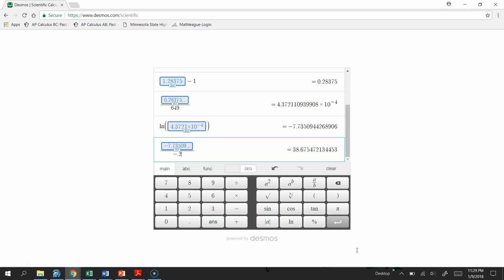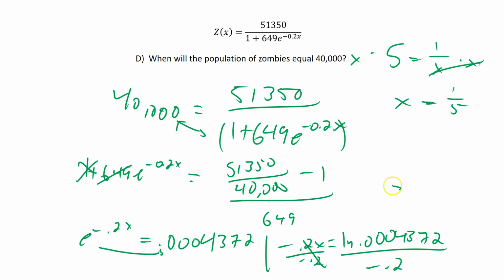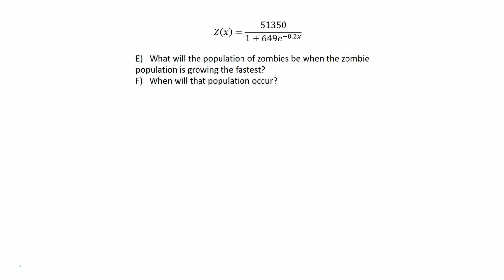Looks like 38.675 days. Okay, so in just over a month, we got 40,000 zombies. My goodness, that's crazy. Okay, all right, let's see what else they ask. So what will the population of zombies be when the zombie population is growing the fastest? So this is where we talked about when it's going to be the steepest slope, right? And that happens at halfway. So just half of 51350.